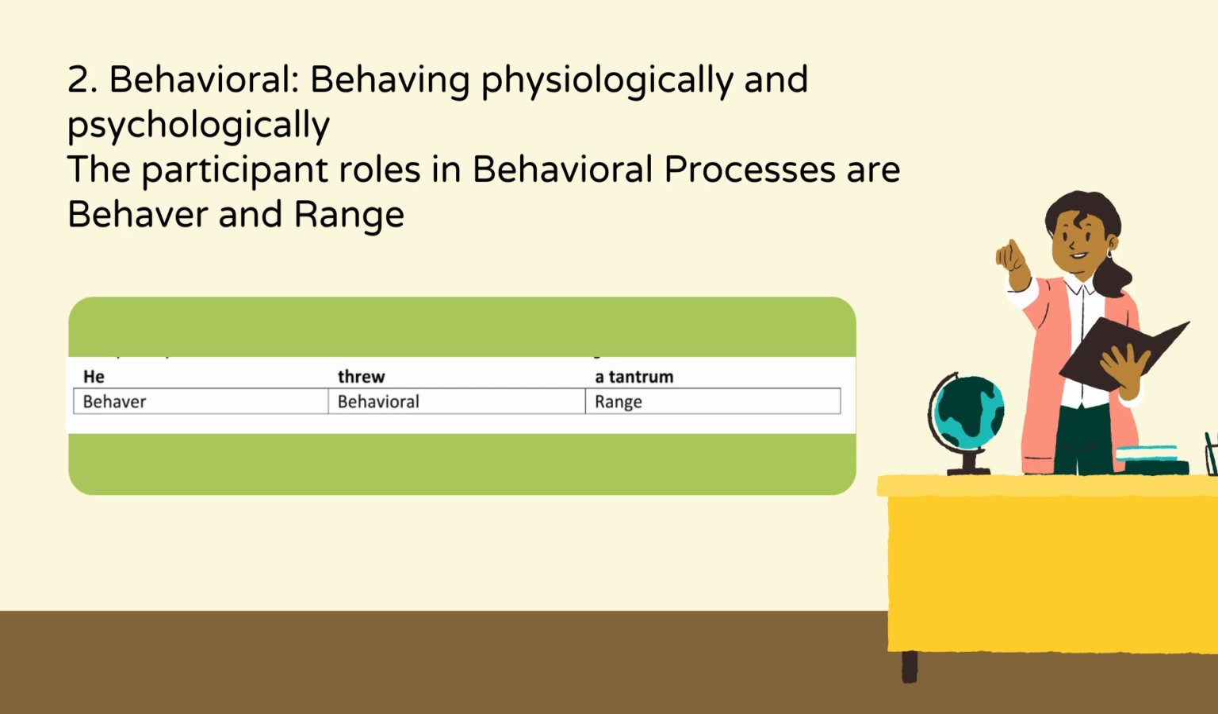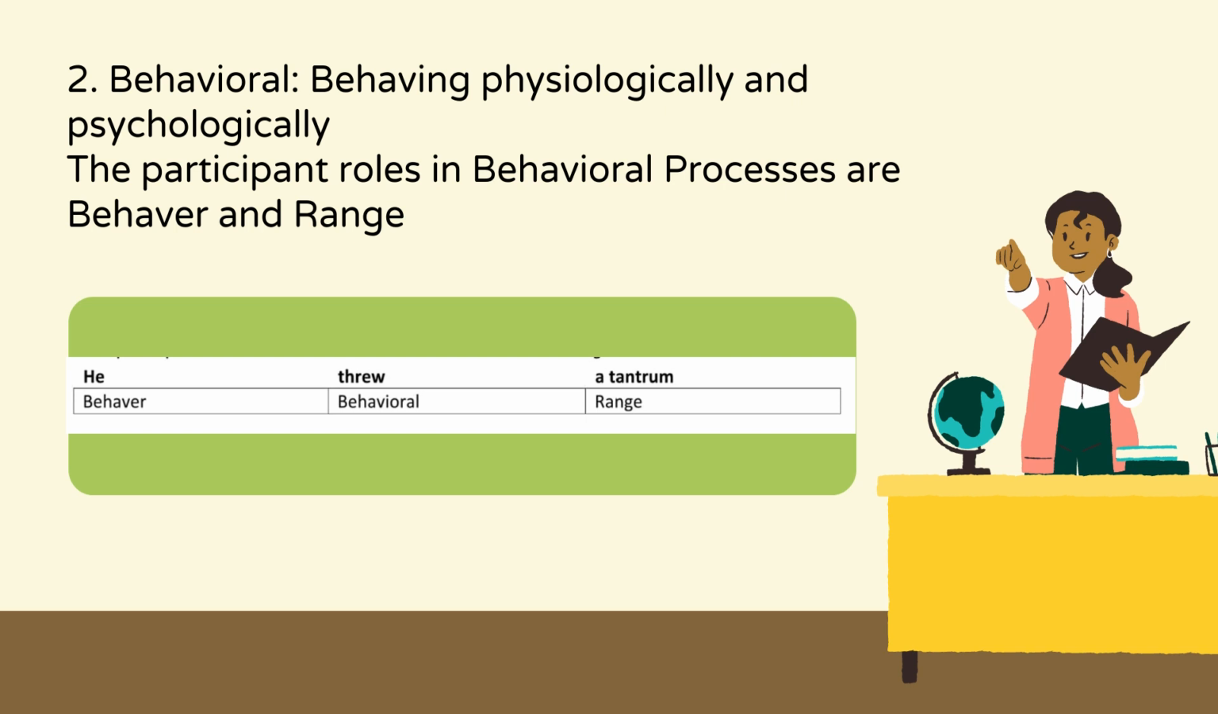The second process is called the behavioral process. It means behaving physiologically and psychologically. The participant roles in a behavioral process are behaver and range. For example, he threw a tantrum. He is the behaver, threw is the behavioral process, and a tantrum is the range.